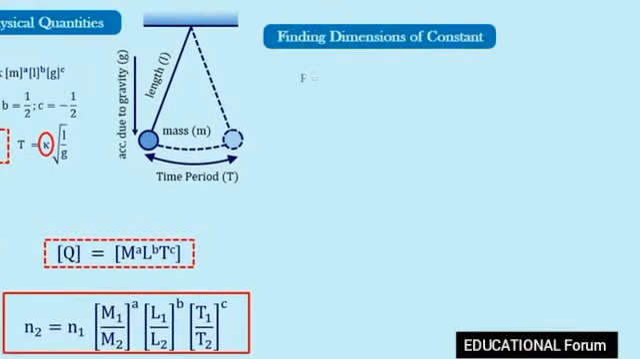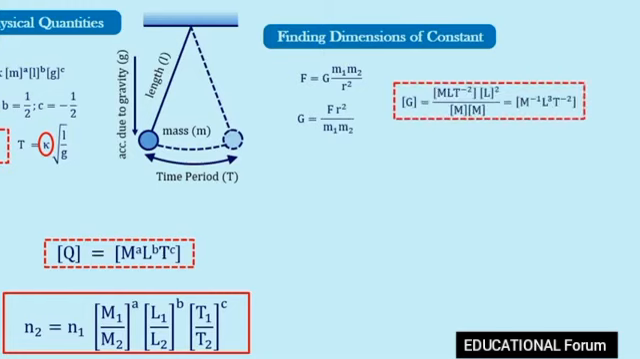We can use dimensional analysis to evaluate the dimensions of constants. Here, as an example, we have evaluated the dimensions of the universal gravitational constant from the laws of gravitation.